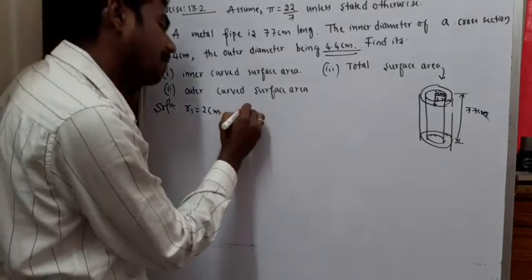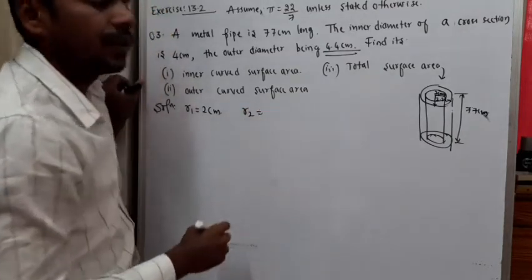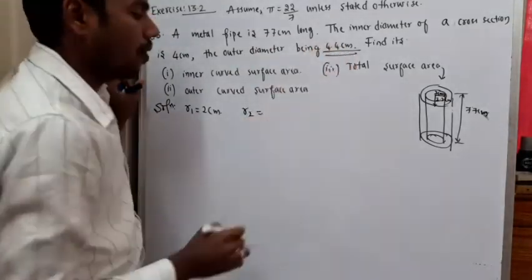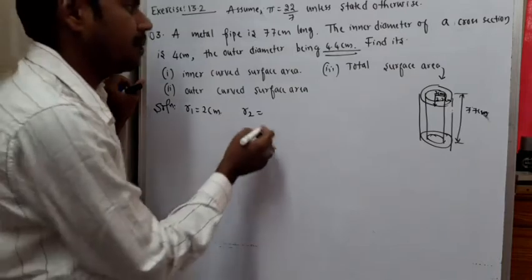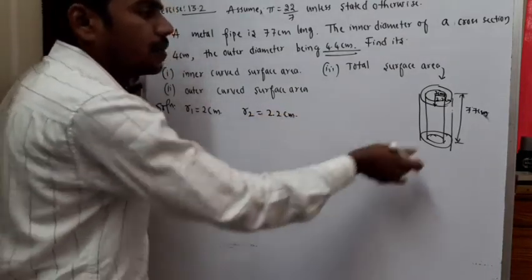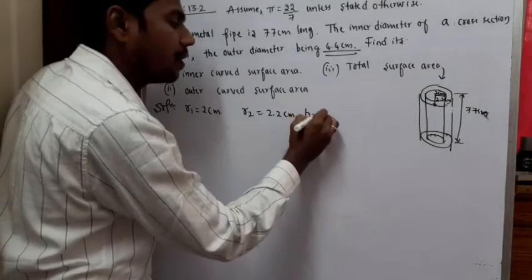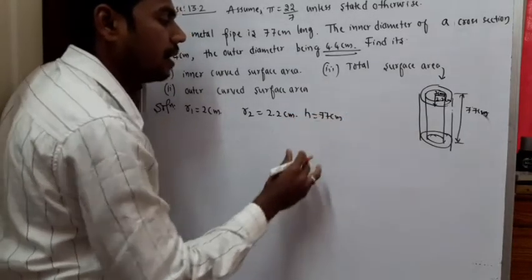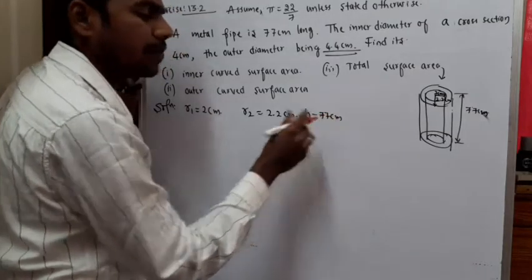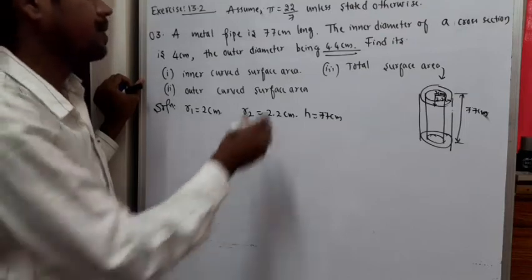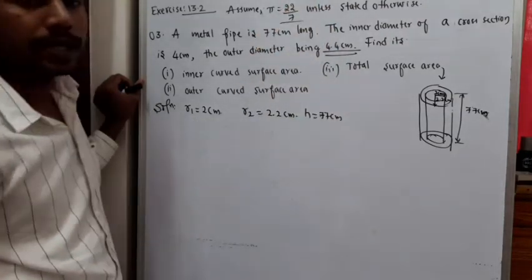So outer diameter will be equal to 4.4 centimeter. They have given outer diameter is equal to 4.4 centimeter. Then radius will be equal to 2.2 centimeter. Okay. They have given the length, that will be equal to height, that is 77 centimeter. Fine. We have this particular data and they have not given anything for the pipe, so we need to assume pi is equal to 22/7.